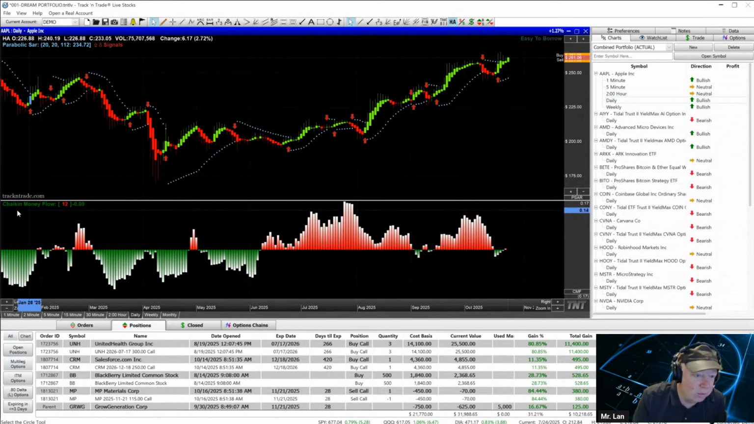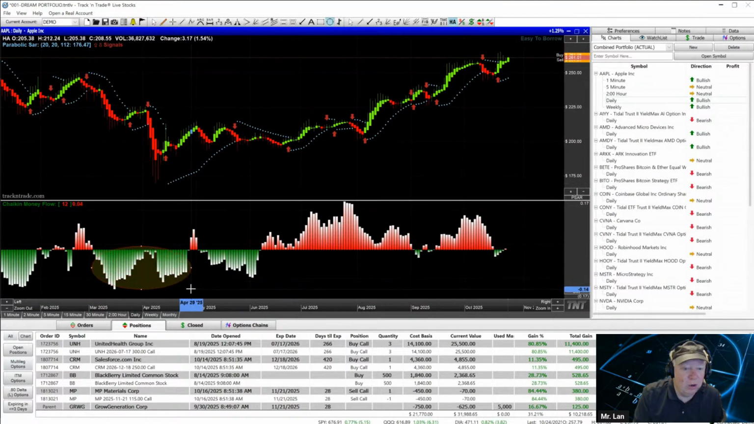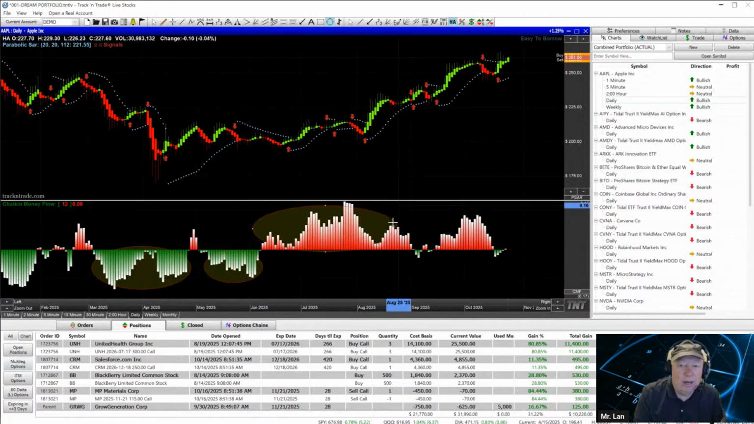It's called Chaikin Money Flow. And it helps you identify when markets are down in low regions down here. The reason they're green down here in the bottom is because we generally consider this a buy zone. We want to start to buy on the way down, and we want to sell on the way up.